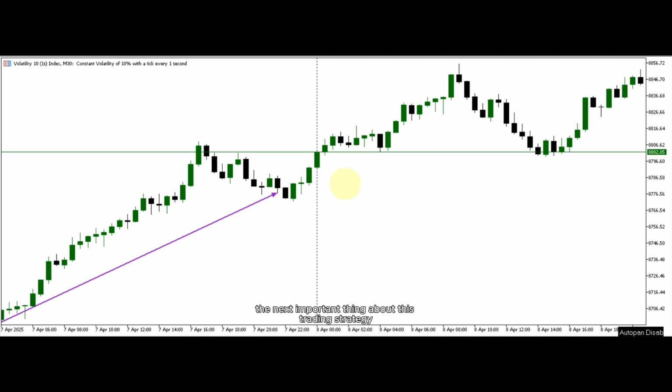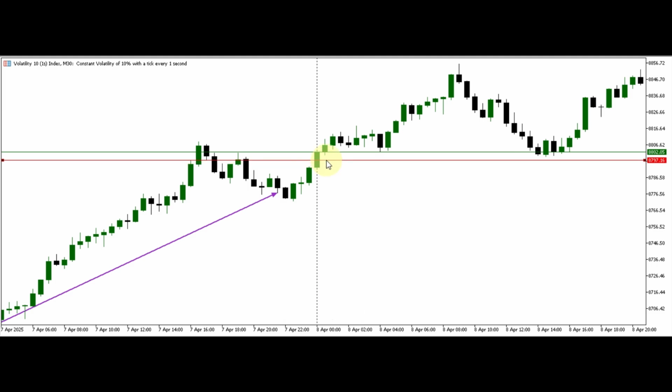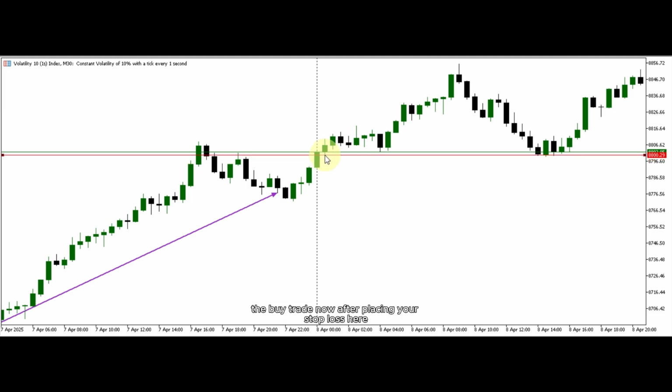The next important thing about this trading strategy is your trailing stop. Though it is optional, in many cases, maybe you want to take profits early, this trailing stop strategy is very important. For example, let's say, I said your stop loss will be at the low price of the candle that placed the buy trade. Now, after placing your stop loss here, if you want to activate the trailing stop strategy, you need the market to reach at least 1:3. Sometimes you can make it 1:1, but mostly I prefer to use 1:3.